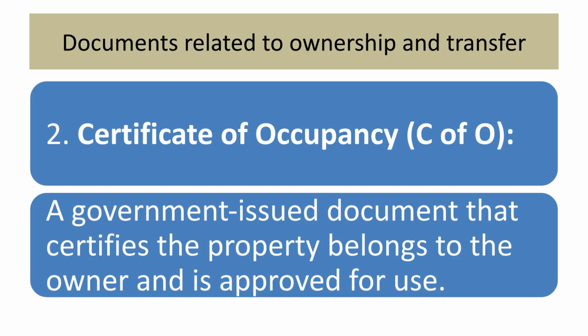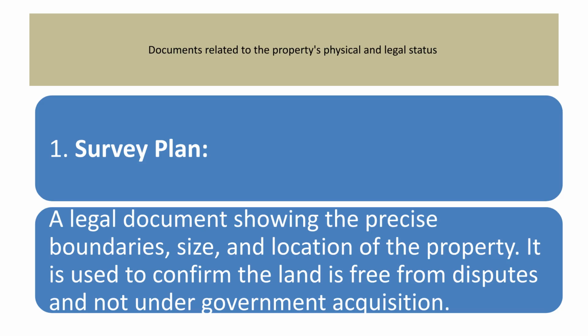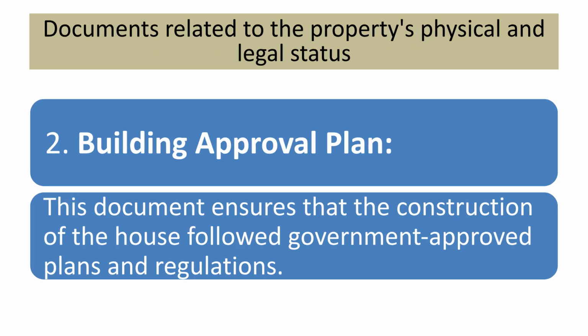The Certificate of Occupancy, or C of O, is another ownership document. It is a government-issued certification that the property belongs to the owner and is approved for use. Documents related to the property's physical and legal status include the survey plan. This legal document shows the precise boundaries, size, and location, confirming the land is free from disputes and government acquisition. The building approval plan also relates to the property's status. It confirms that the house construction followed government-approved plans and regulations.